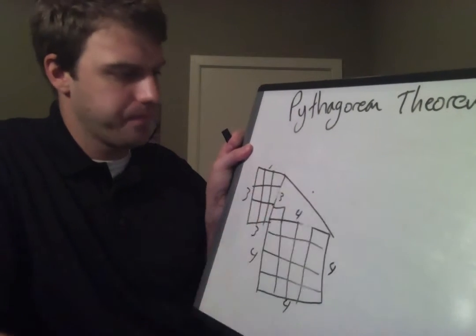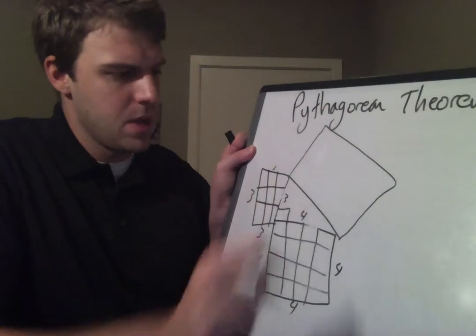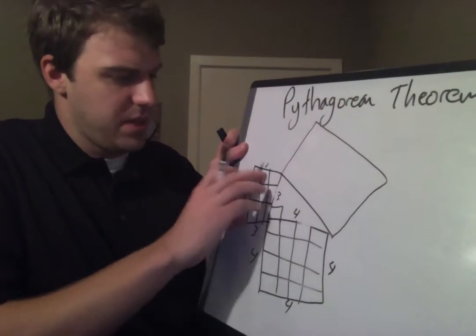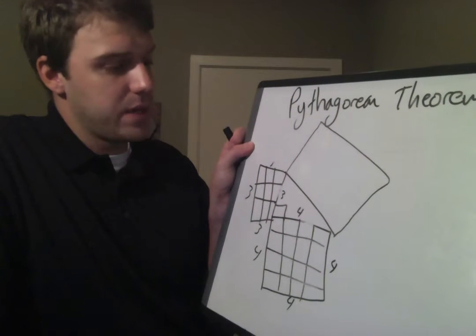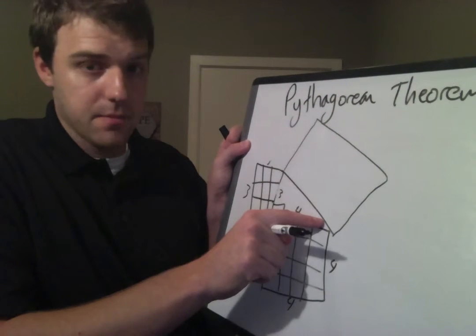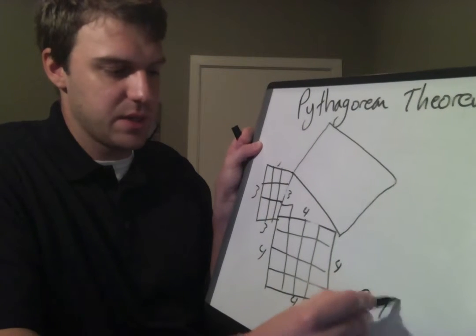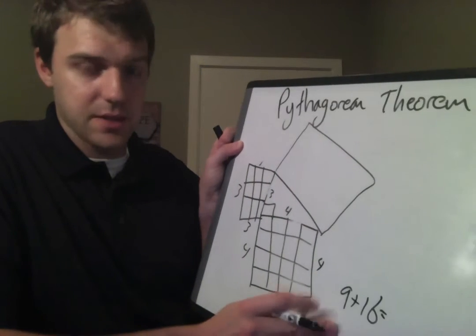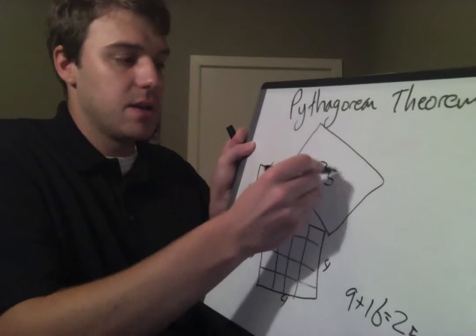Let's go ahead and draw a square first over here. Now, this plus this equals this. That's what we're working on. But what we don't know is this side yet. We can figure out that if we do 9 plus 16 and put it together, like the formula says, we're going to get 25. And that's going to be the area of this square.